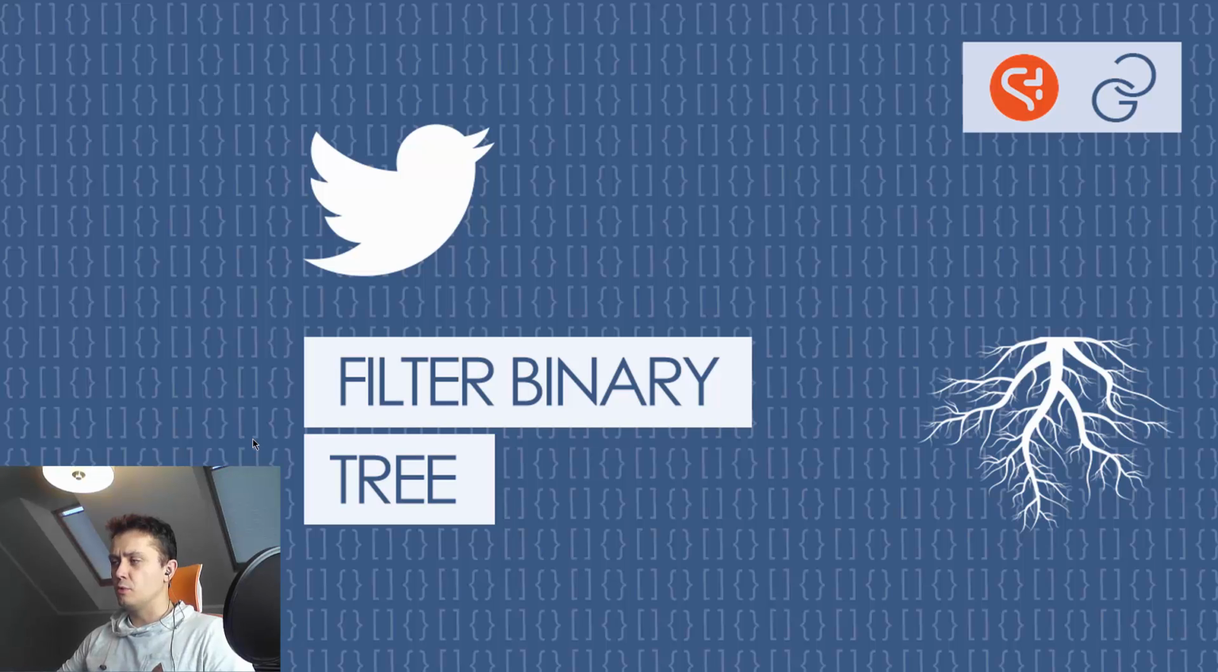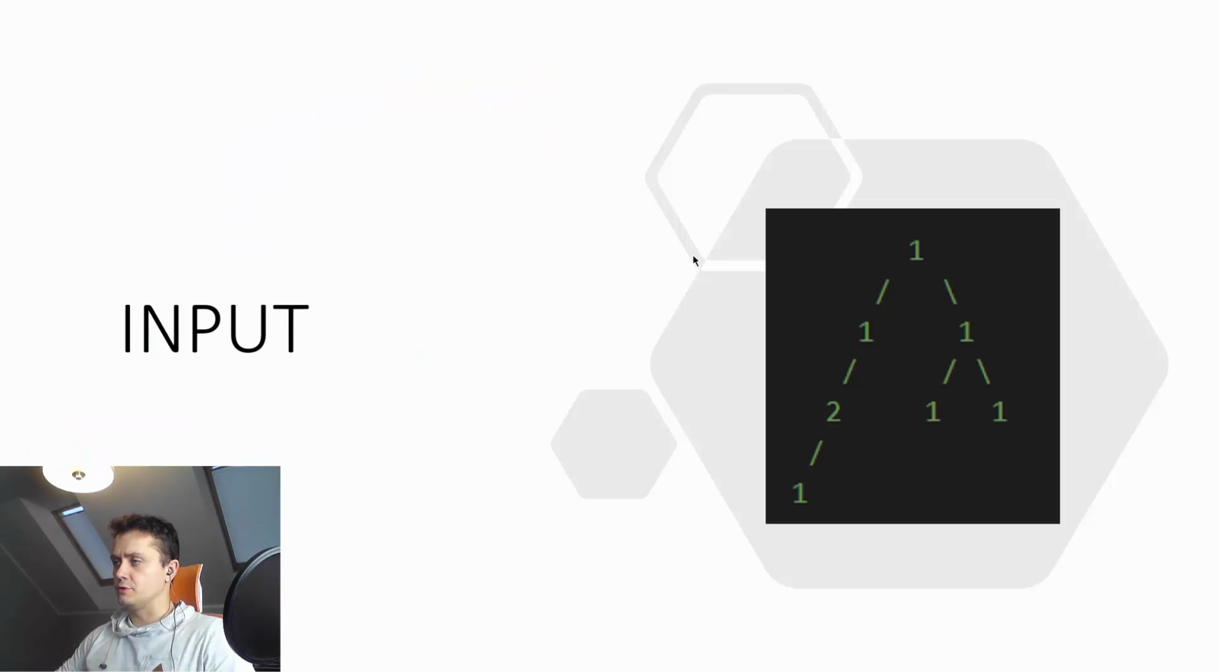Okay, so we will go to the very last leaf and then track our way back up and so on and so on. And the problem that we will be tackling today is definitely the hardest one. It was asked recently by Twitter, and the problem is called filter binary trees. And why is this problem so hard? Okay, basically, this is the input to our problem.